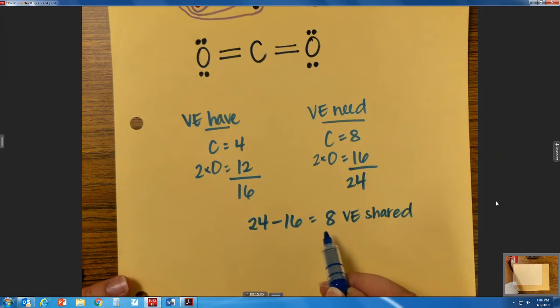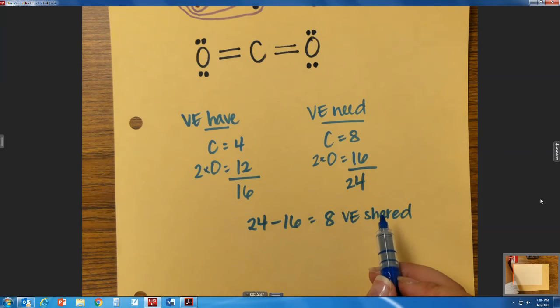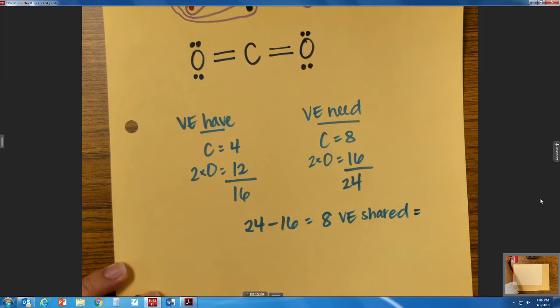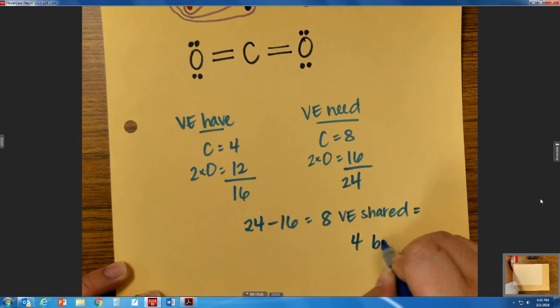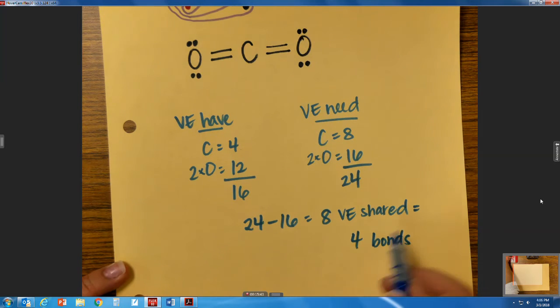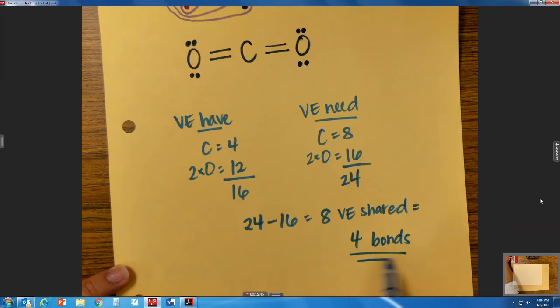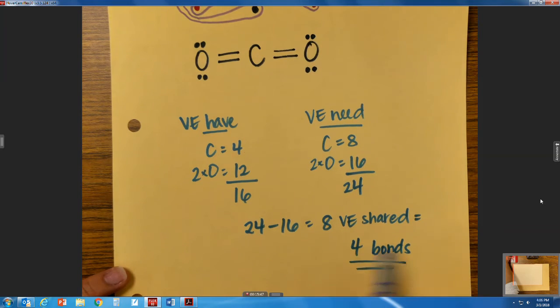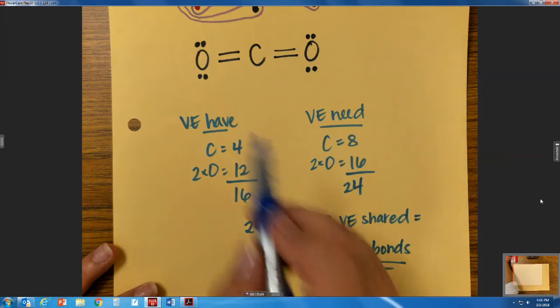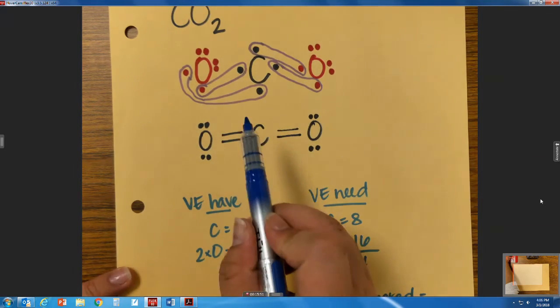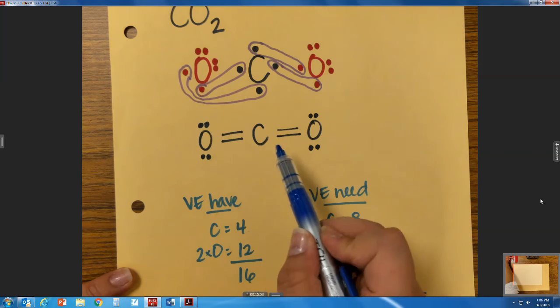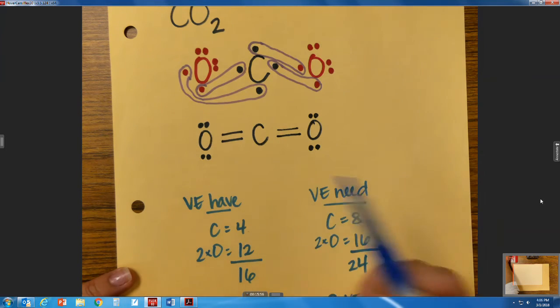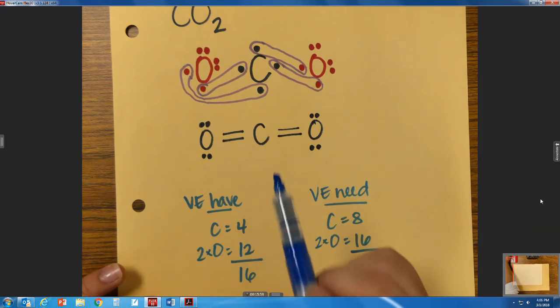Okay, so if we have 8 valence electrons shared, well, that's equivalent to 4 bonds being shared. Okay, so that means your central atom is going to have 4 bonds. And we can verify that by our final structure. Carbon, our central atom, does in fact have 4 bonds.